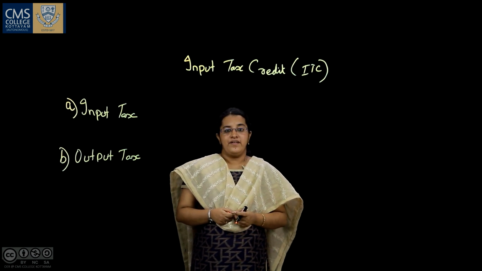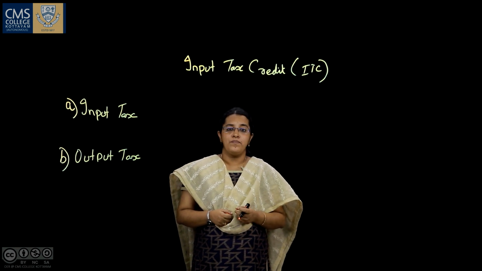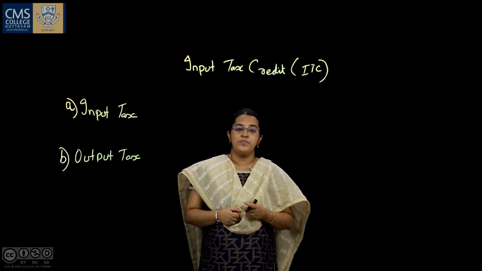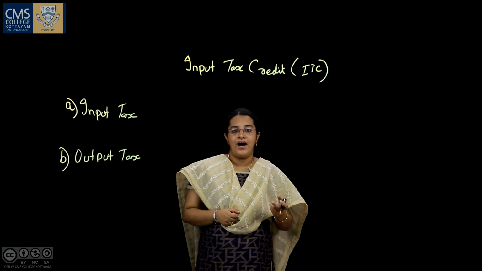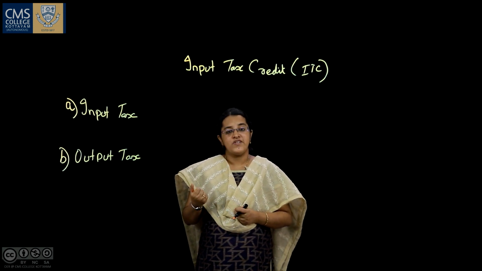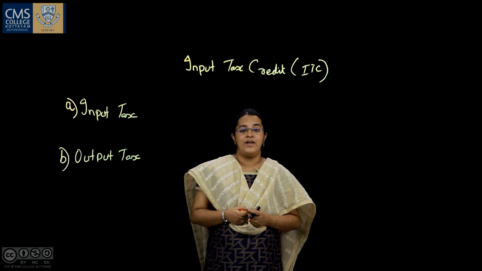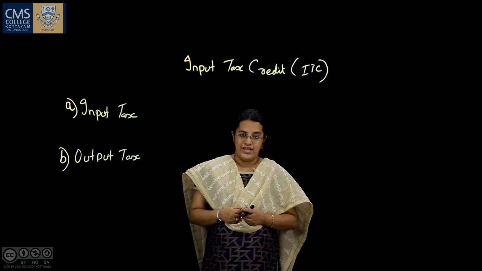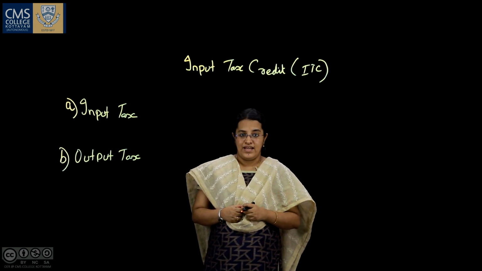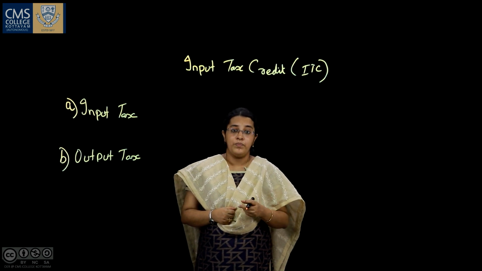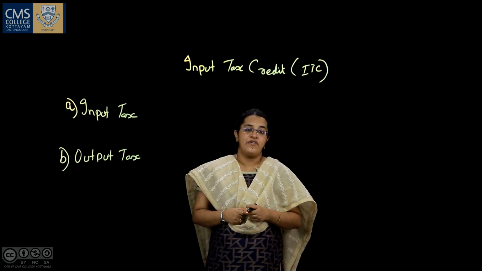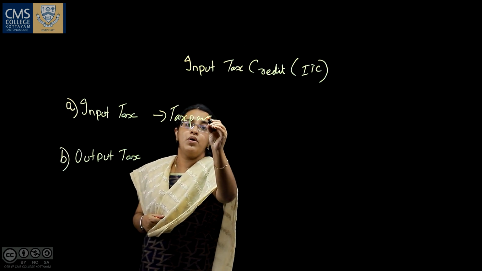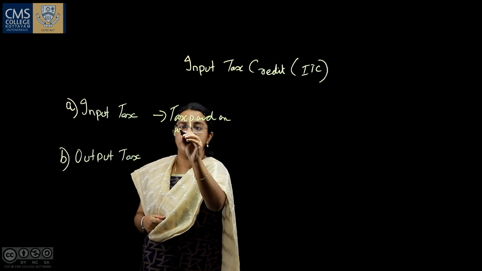As a manufacturer, we might not possess all the raw materials or inputs required to make our product. We might have to purchase raw materials or inputs from other suppliers. When we purchase raw materials or inputs from other suppliers, we will be paying them a price, and that price includes GST. So, input tax is nothing but the tax paid when you purchase inputs or raw materials from other suppliers. So input tax is the tax paid by you on purchase of inputs.